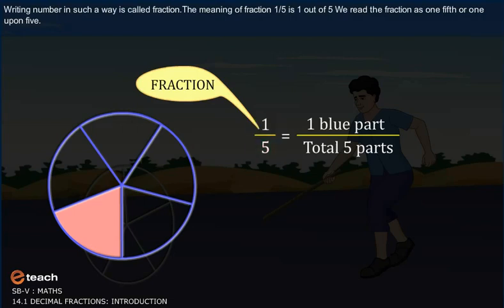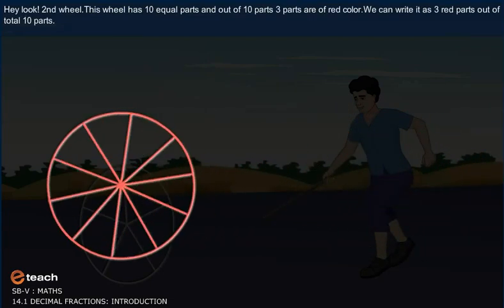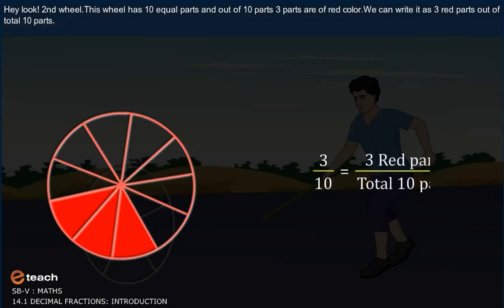Writing a number in such a way is called fraction. The meaning of fraction 1 by 5 is 1 out of 5. We read the fraction as 1/5 or 1 upon 5. Hey, look there. Second wheel. This wheel has 10 equal parts and out of 10 parts, 3 parts are of red color. We can write it as 3 red parts out of total 10 parts.